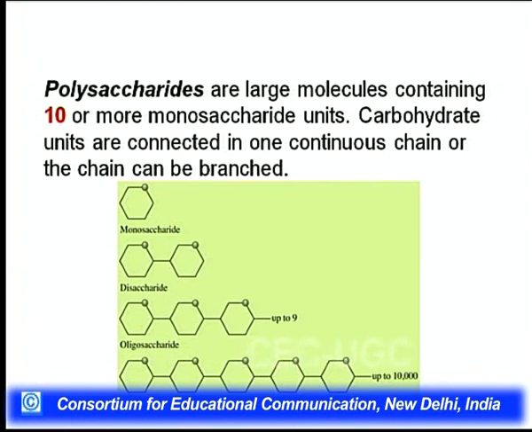So here what I have shown diagrammatically is a monosaccharide, and here I have shown the ring structure, which is the pyranose ring structure. That is, this is a monosaccharide which has one unit. I've shown the basic structure here. And then we have a disaccharide, in which we have two monosaccharide units joined together by a glycosidic linkage. And if we have an oligosaccharide, we can have these monosaccharides up to 9 units. And when we talk of polysaccharides, it may have many monosaccharides, up to 10,000 monosaccharide units.